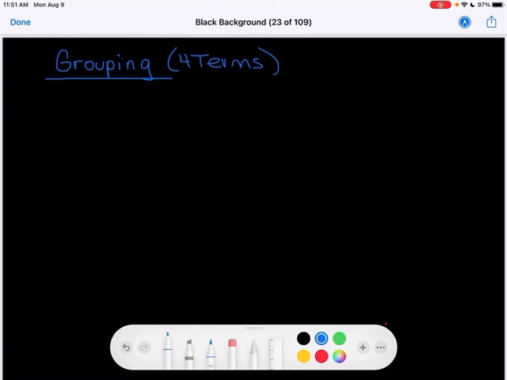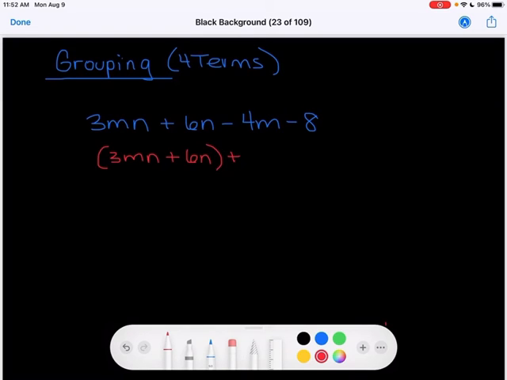Okay, so let's say we have 3mn plus 6n minus 4m minus 8. Okay, again, out of all 4 of these terms, there's no GCF. So I'm going to break this into 2 groups because we've got 4 terms. So we've got 3mn plus 6n. Remember, always put an addition sign in between when you're doing grouping. And then bring that negative with the 4m minus 8.